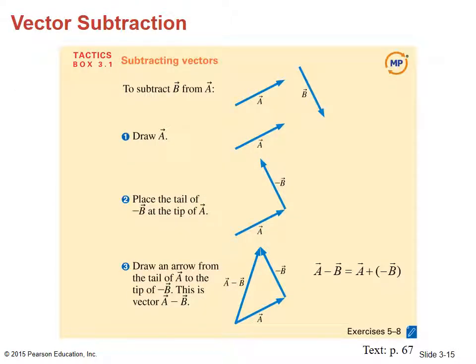To subtract two vectors, A minus B, first draw vector A. And since minus B is the opposite direction of B, place the tail of minus B at the tip of A. Draw an arrow from the tail of A to the tip of minus B. This is the vector A minus B, which is the same as the vector A plus the vector minus B.